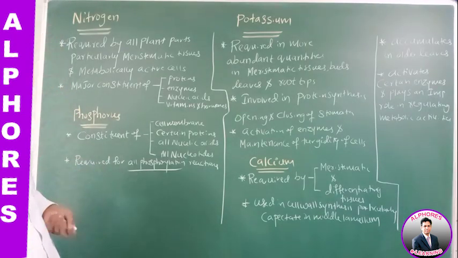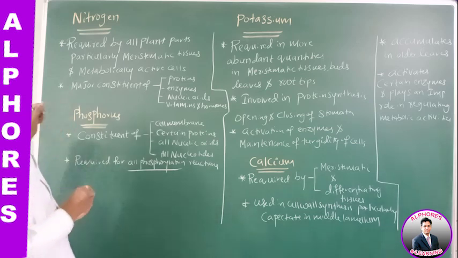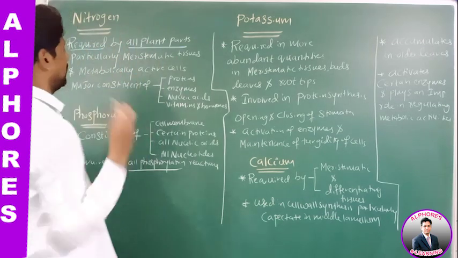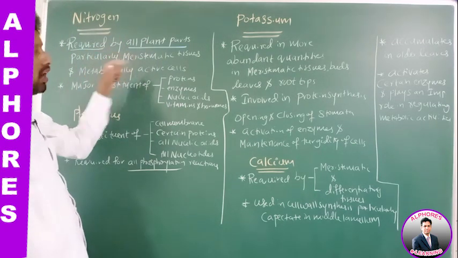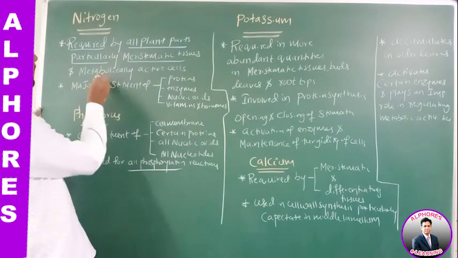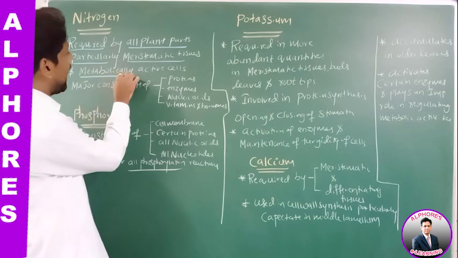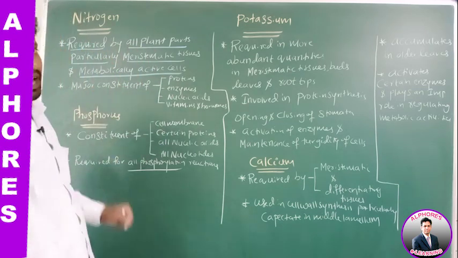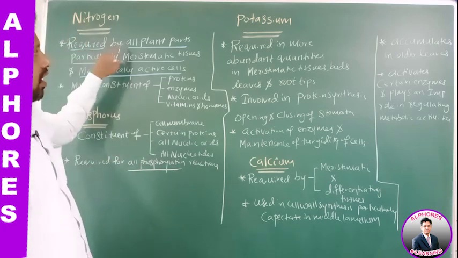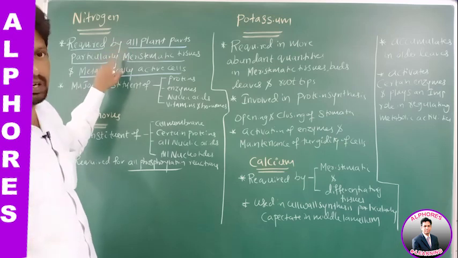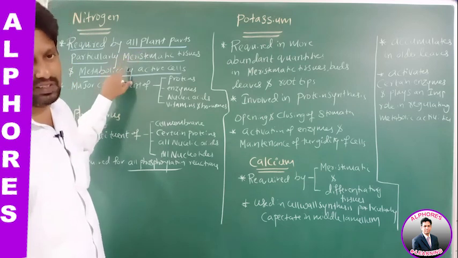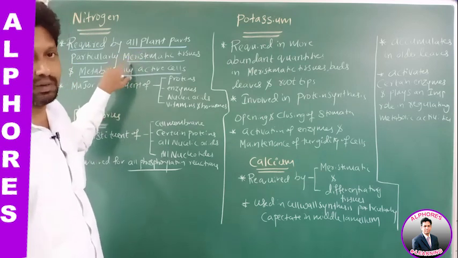Go for nitrogen. What, sir? Nitrogen. Sir, this nitrogen is required by all plant parts, particularly which tissues? Meristematic tissues, and the cells which are actively participating in metabolic reactions. Right? See this statement. Nitrogen is required by all plant parts, particularly meristematic tissues and metabolically active cells. It means the cells which are actively participating in metabolic reactions.